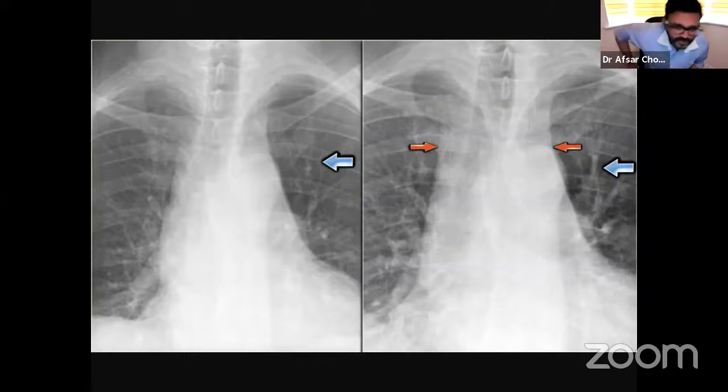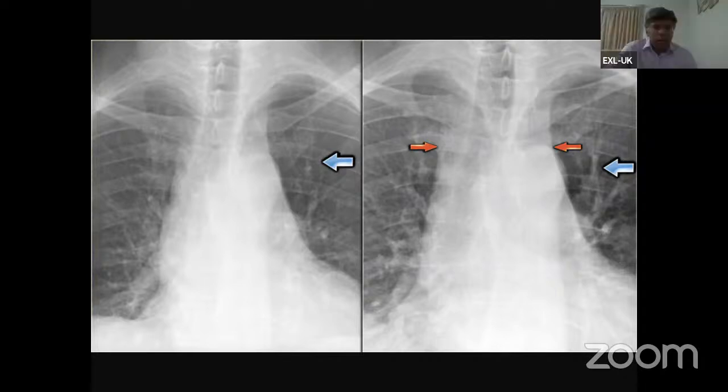Okay. So I'll just quickly go through the focused part in the diagnosis of pulmonary edema, acute heart failure, on a chest X-ray.